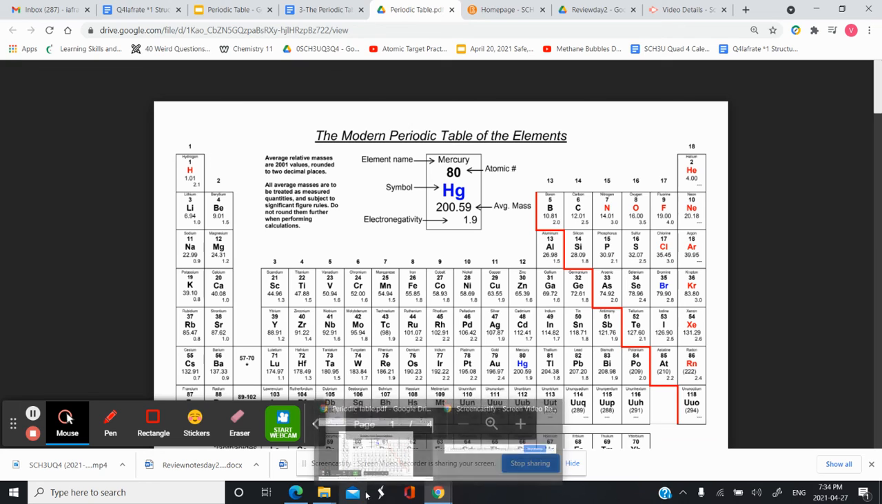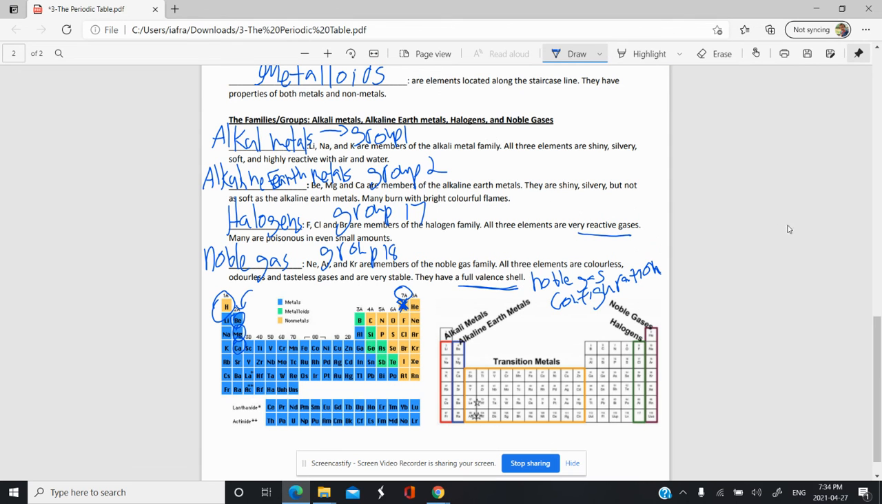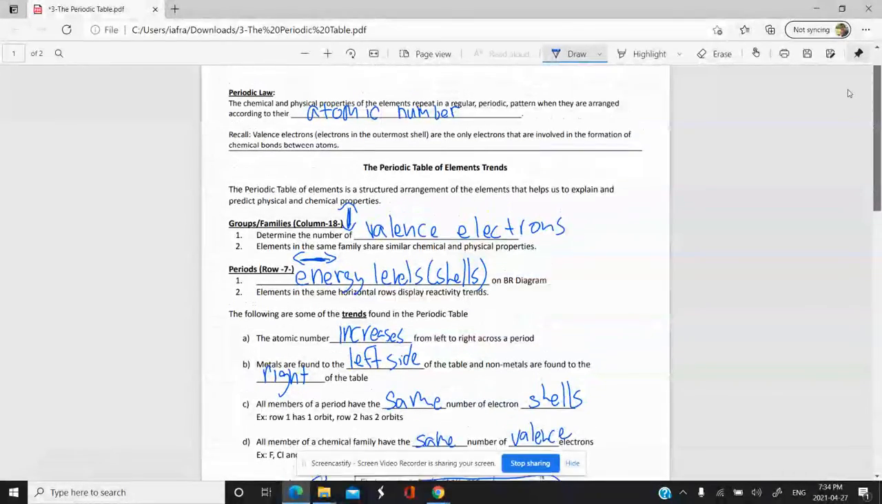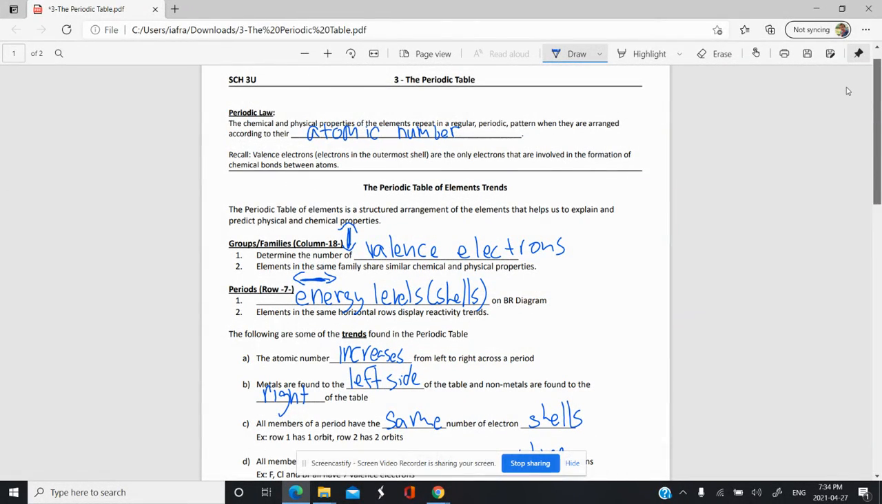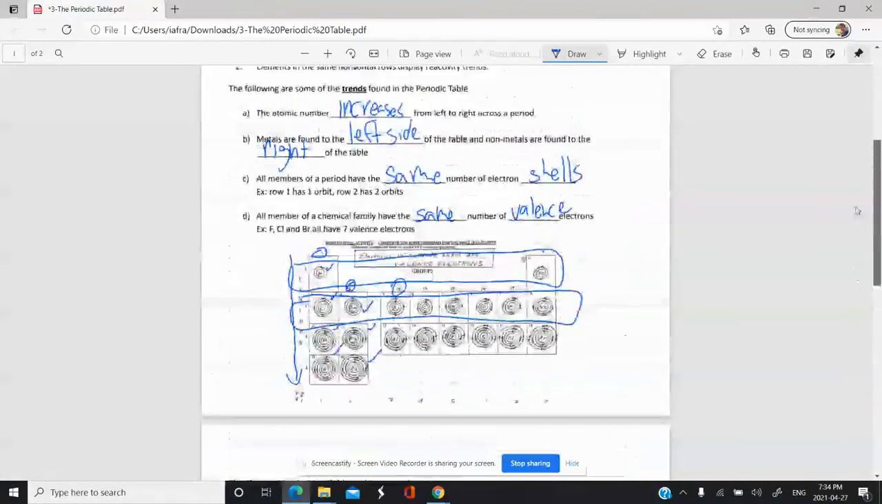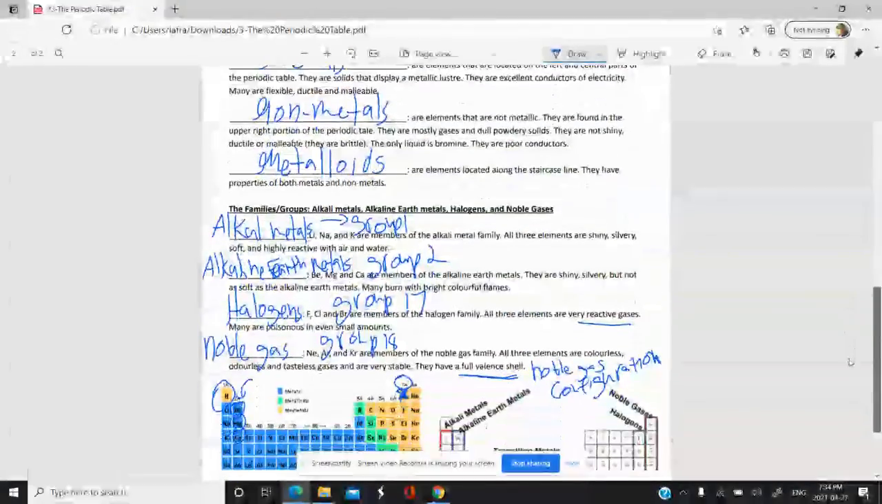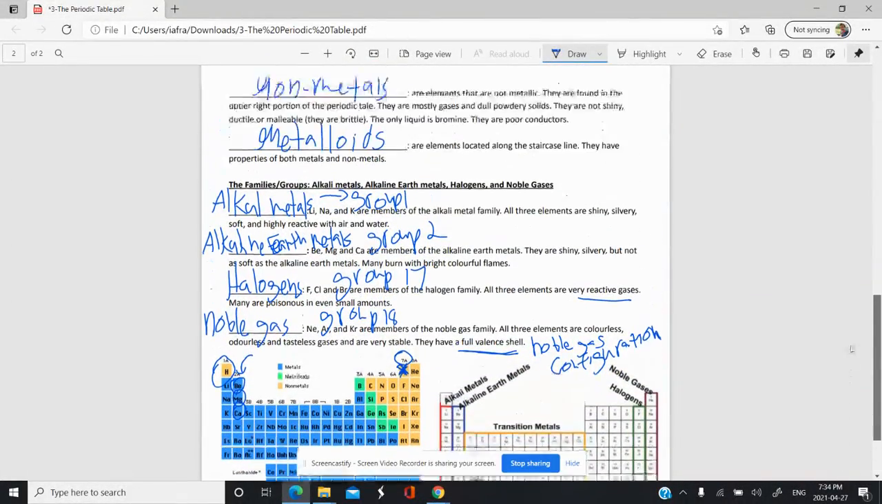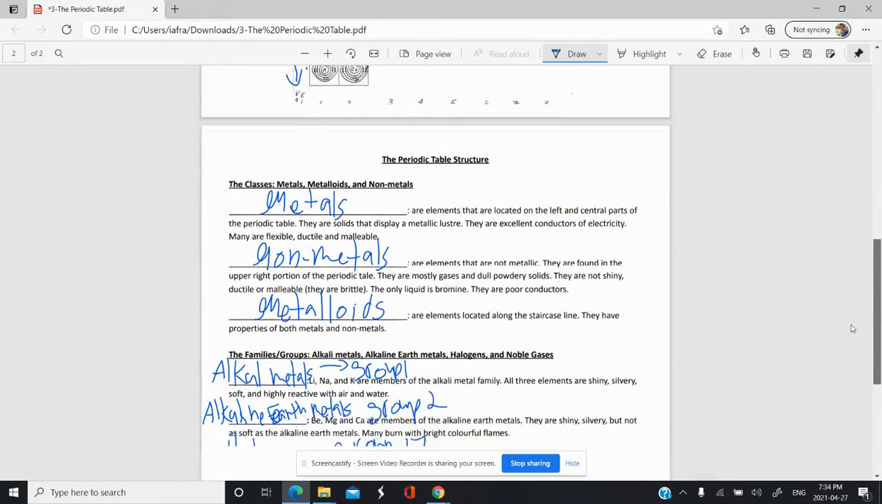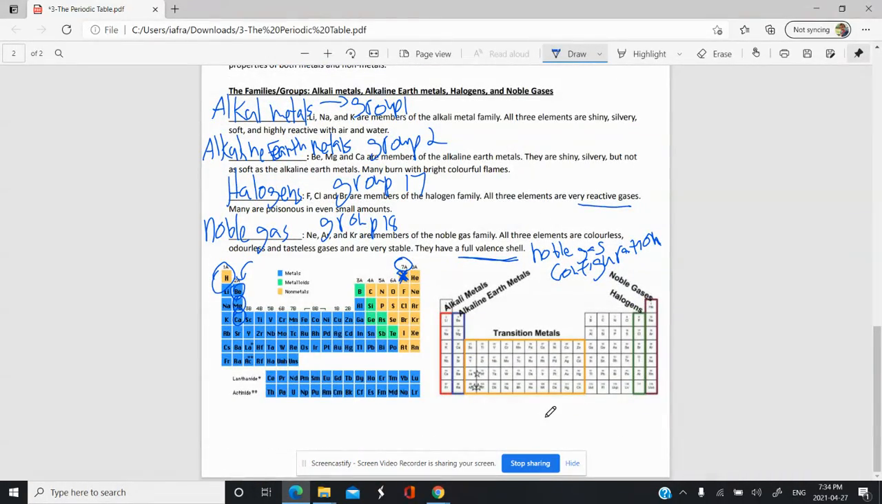So that was filling in some blanks for the periodic table lesson. We got a brief overview and brief structural idea of how it's organized. And we're going to get to see more trends in the periodic table other than just number of valence electrons and number of shells based on periods and groups. That'll be coming up later on in this unit.